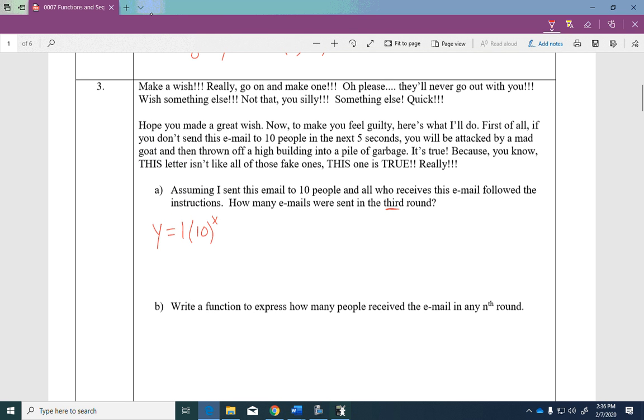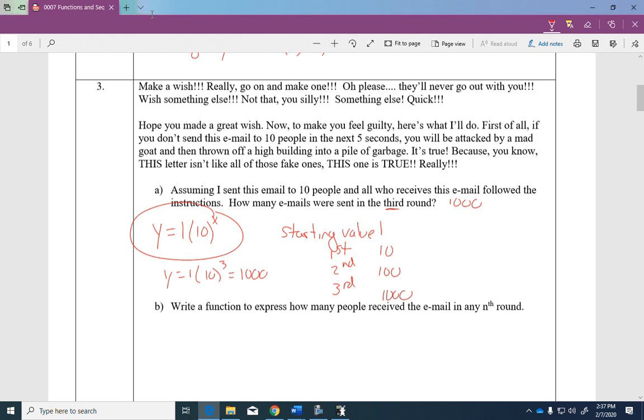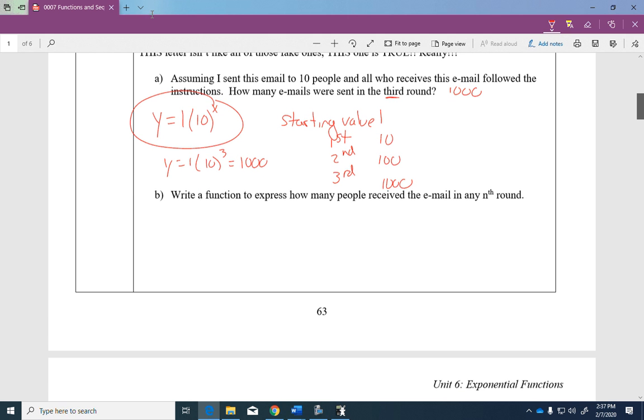So I would say starting value, I guess, is 1. And then after the first round, there's 10. After the second, there's 100. After the third, there's 1,000. This is like my work. Even this equation is my work because I could plug in a 3 here to get 1,000, but the answer is 1,000. Of course, if it's a short response question like this, you do have to show some sort of work on your test.